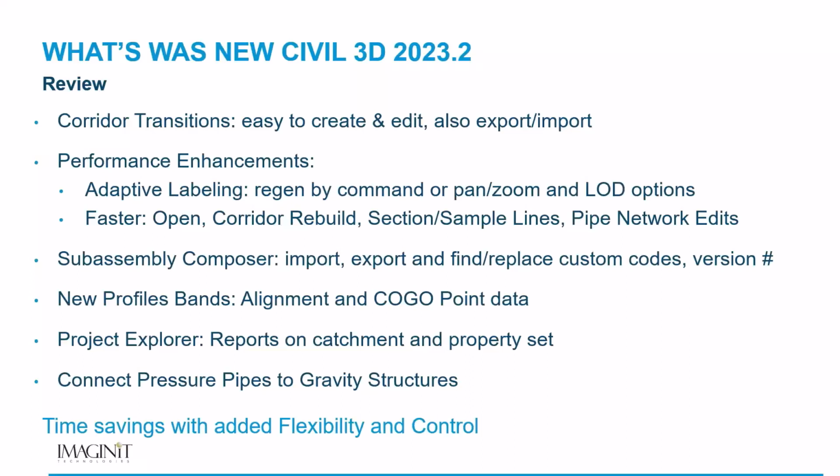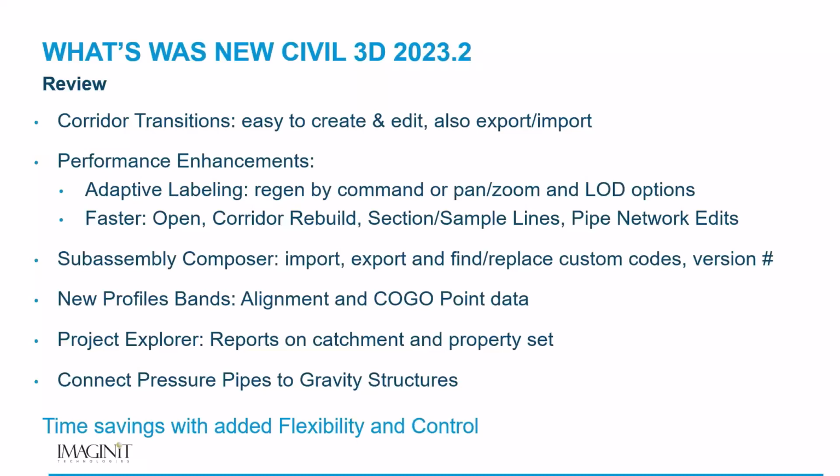New to profiles are bands, specifically to be able to see at the bottom a reference alignment and how far offset alignment number 1 and alignment number 2 would be, and COGO point data. I've been playing with these a little bit, and I can't quite always get them to work, so hopefully I'll be able to demonstrate that in a minute here.